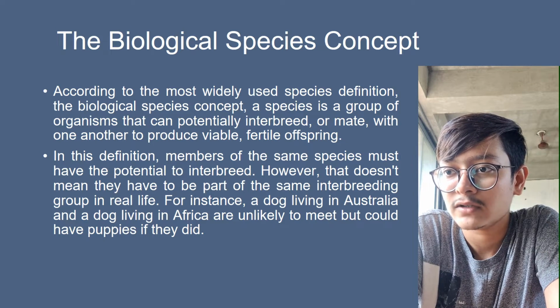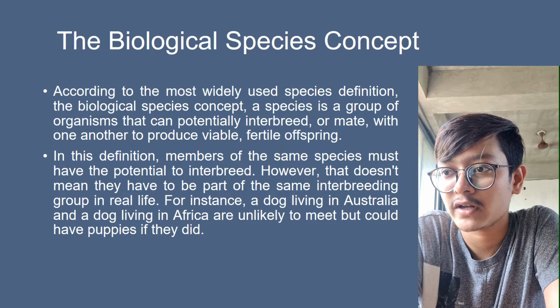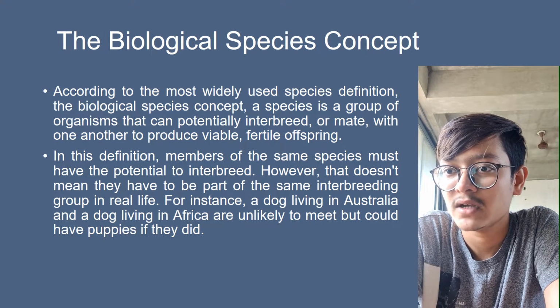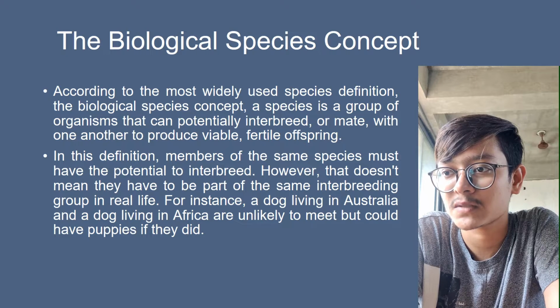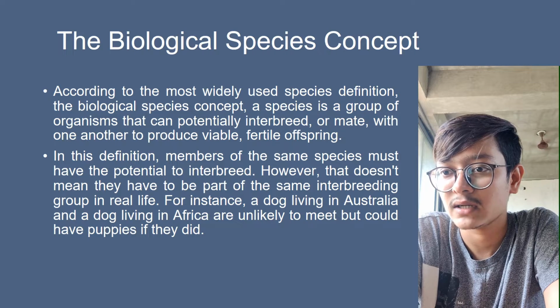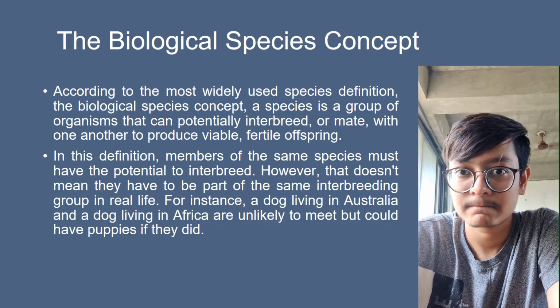According to the most widely used species definition, the biological species concept, a species is a group of organisms that can potentially interbreed or mate with one another to produce viable fertile offspring. In this definition, members of the same species must have the potential to interbreed. However, that doesn't mean they have to be part of the same interbreeding group in real life. For instance, a group of dogs living in America or Australia and a group of dogs living in Africa are unlikely to mate, but could have puppies if they did.